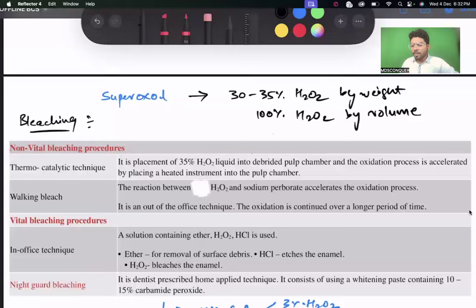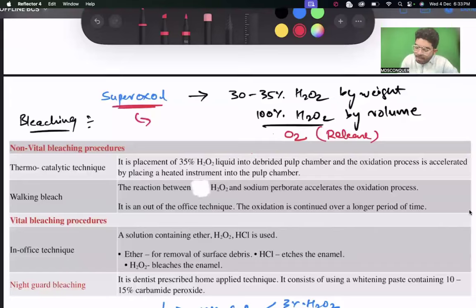What is this volume? Volume means the amount of oxygen that is released. Means 30 to 35% of hydrogen peroxide by weight is going to release 100% of oxygen by volume. Clear? So that is superoxol. They can ask you the basic definition.